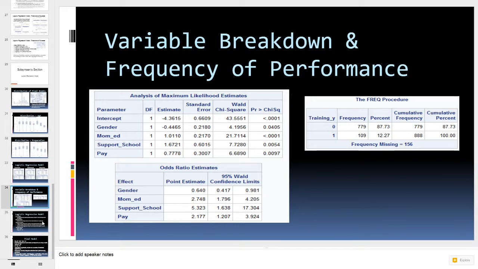The ones that remained in the distribution were the factors of the gender, the mom who had higher education, the support of the school, and if the student had paid for services or not. So that was obviously significant information, and those were the significant variables within the data itself. Next slide.